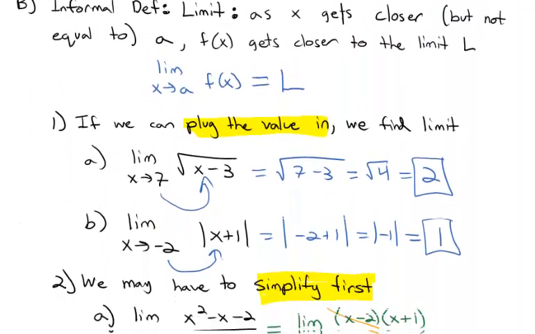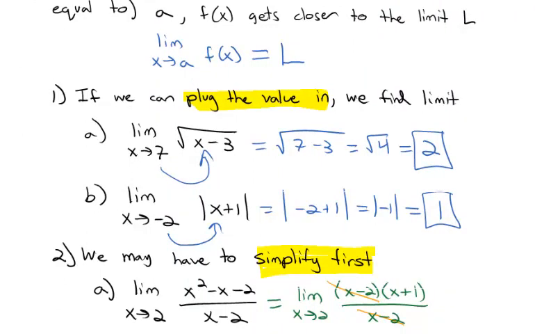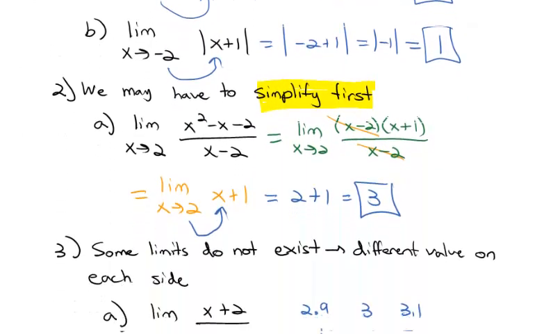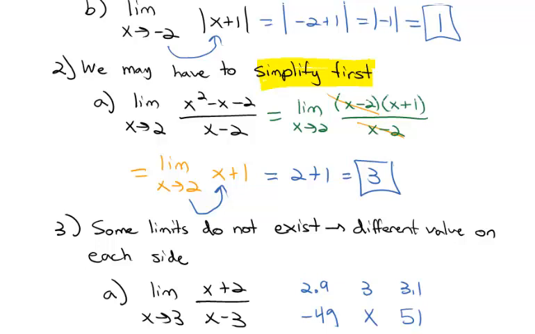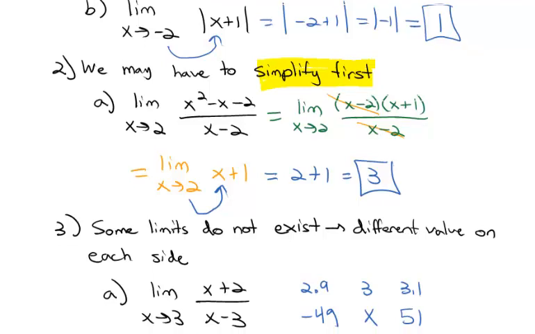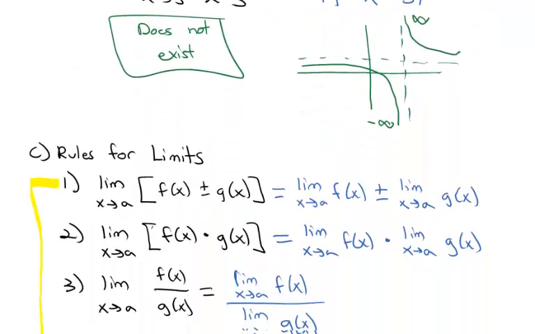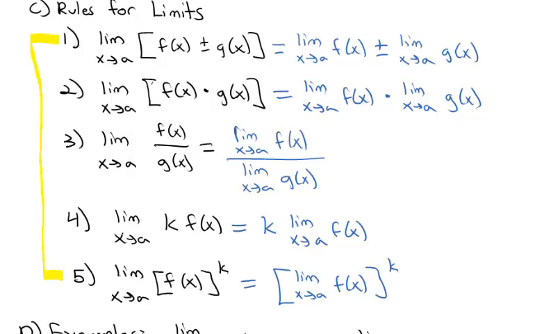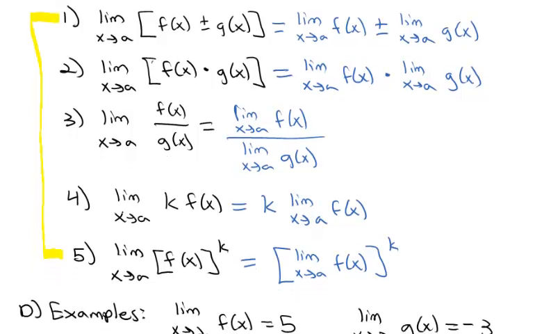The first strategy, plug in the value. The second strategy, see if you can simplify first and then plug in the value. We do that if something's undefined. Third strategy, use the rules for limits to make it simple. Take the limits of the pieces and then do the operation second.